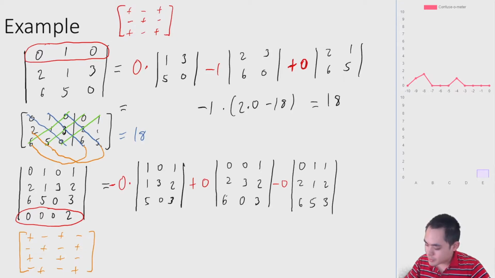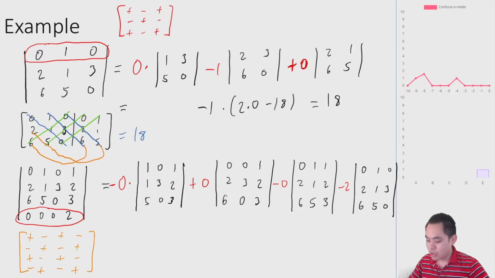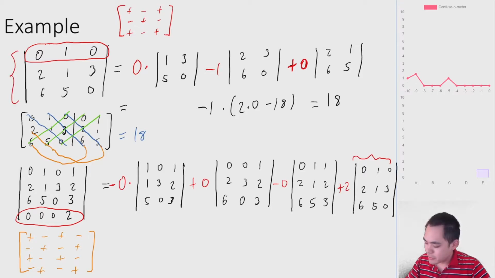And this is going to be minus 2 times the cofactor expansion. So that's just 0, 1, 0, 2, 1, 3, and 6, 5, 0. Oh, it should be, yes, it should be a plus. Thank you, Jordan. Yep, that should be a plus. Okay, and note that I chose this to make life easy for myself because I chose this matrix to be the same as this matrix. And so, therefore, what you get is that this is equal to 2 times 18, which is equal to 36.